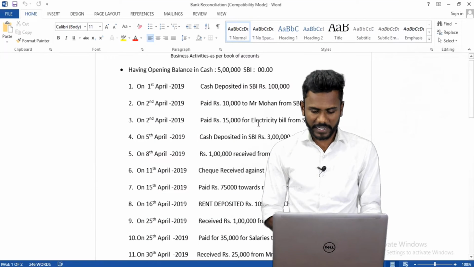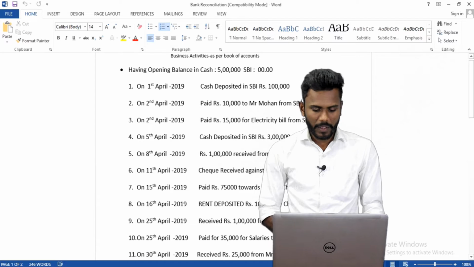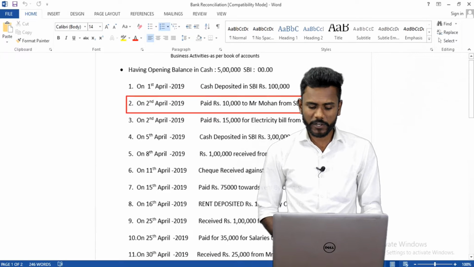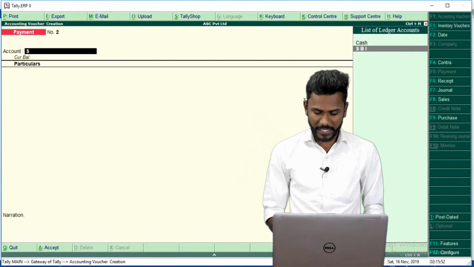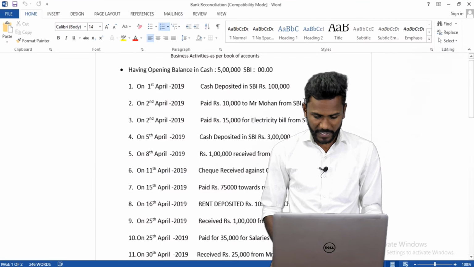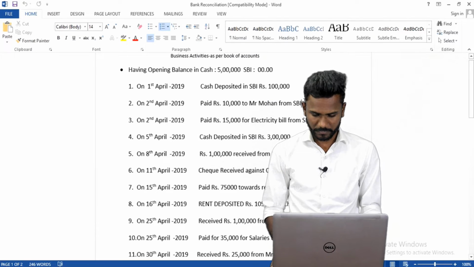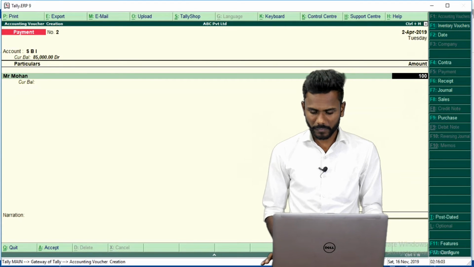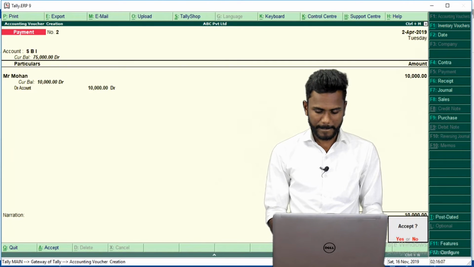And the next transaction is that on 2nd April 2019 we paid rupees 10,000 to Mr. Mohan. So we just paid to Mohan. Select SBI and select Mohan. We just paid around rupees 10,000.